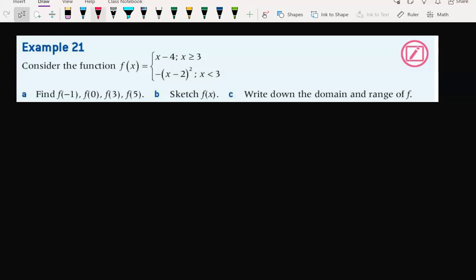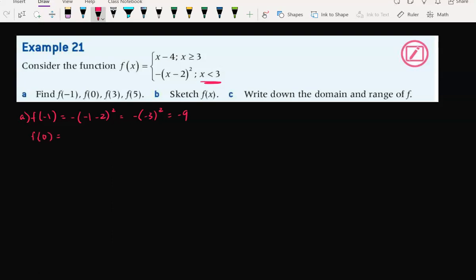First, it wants you to find, and this is pretty easy, f of negative 1. We have to figure out which one to use. We have to use the quadratic because negative 1 is less than 3. So negative 1 minus 2 squared equals negative 3 squared, which is negative 9.